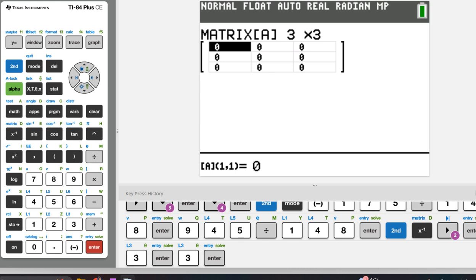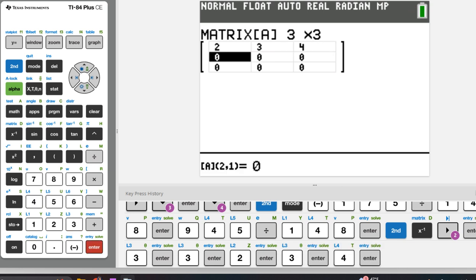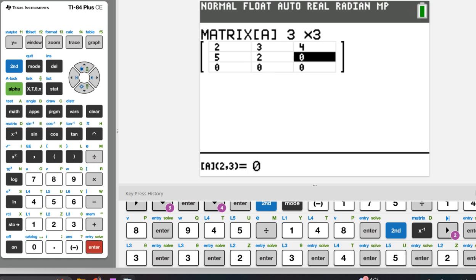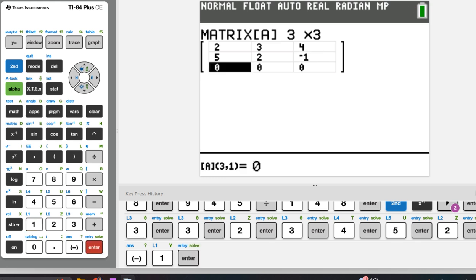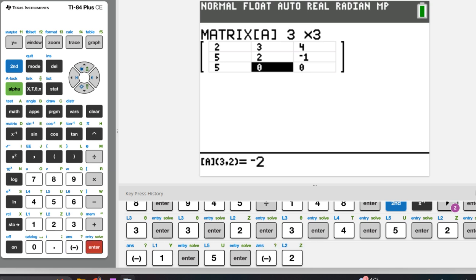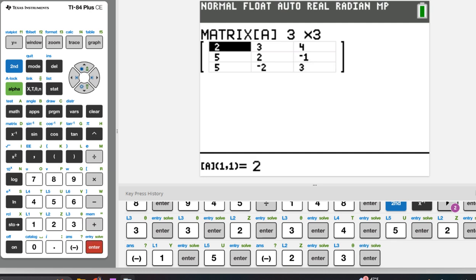That's going to give you this. Now we're going to type in our values. And you can use enter for it to move, or you can use the arrow keys. So 2, enter, 3, enter, 4, enter, 5, enter, 2, enter. Negative 1. Sorry, because I'm on the computer, I have to make sure the negative is doing that, not the minus sign. 5, negative 2, enter, and 3. There's our matrix A.